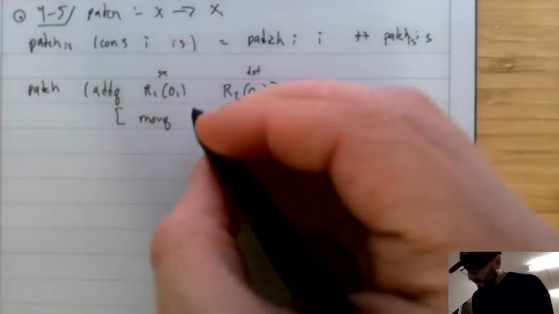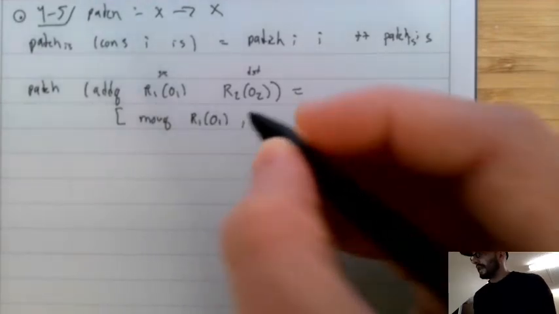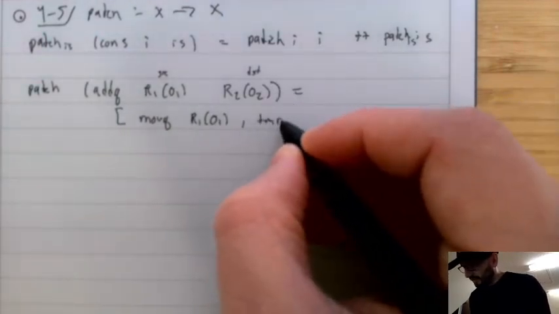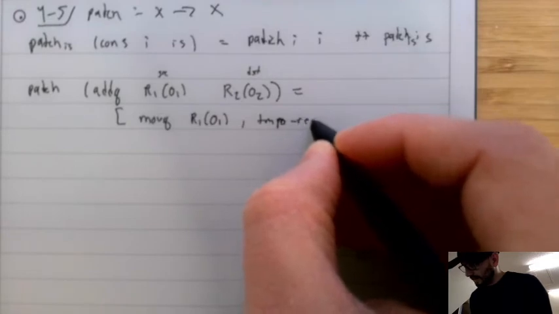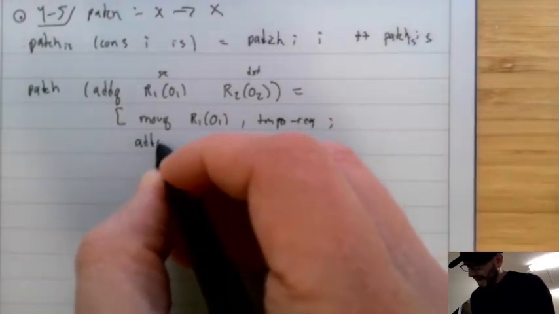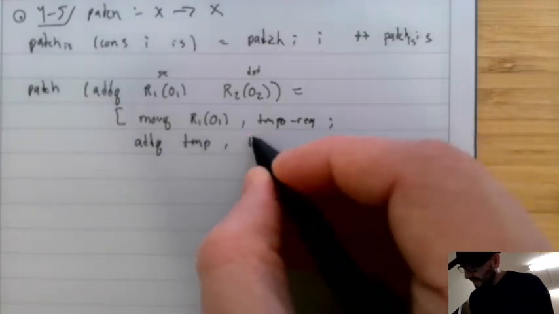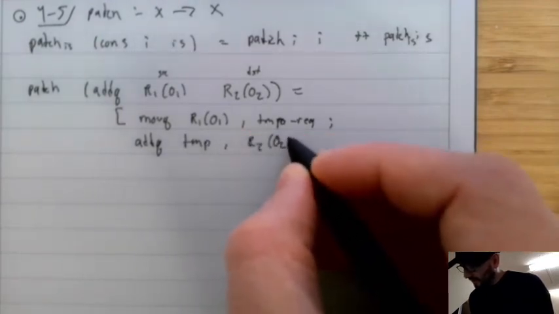So what we need to do is leave the destination the same. So what we do is we move R101 into a temporary register, and then after that we do an addq of the temporary register and R202.